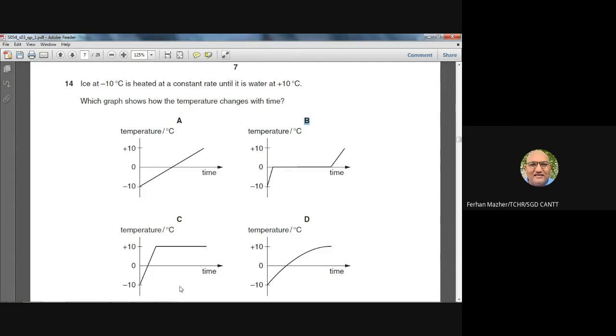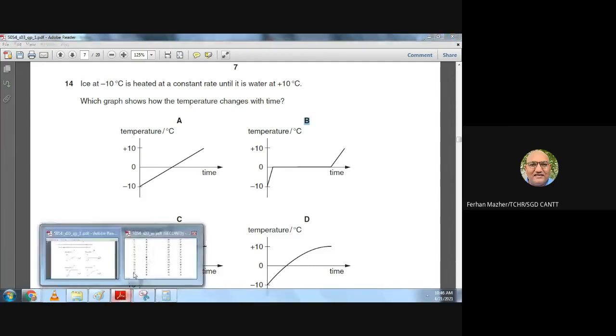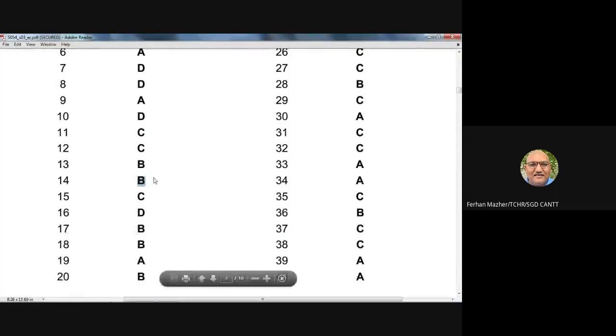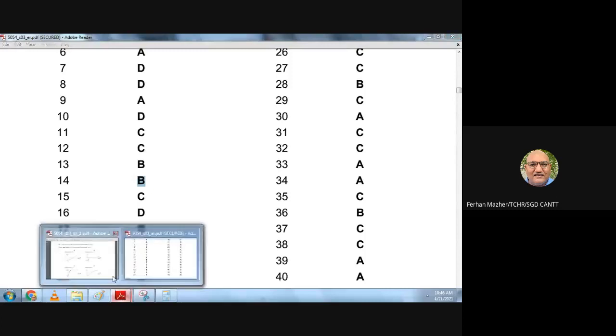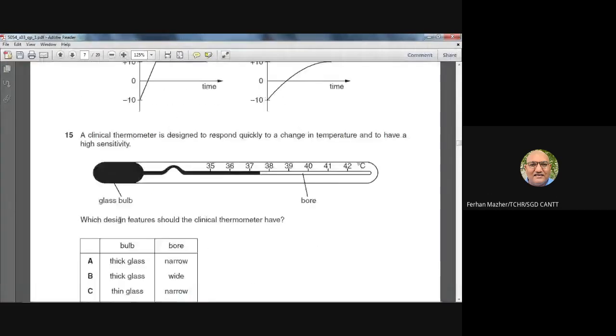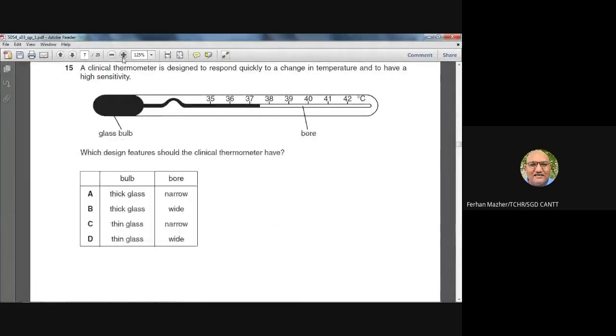So B is the right answer, right? Question number 14, B is the answer. So our answer is right. Okay, so we move to the next question.